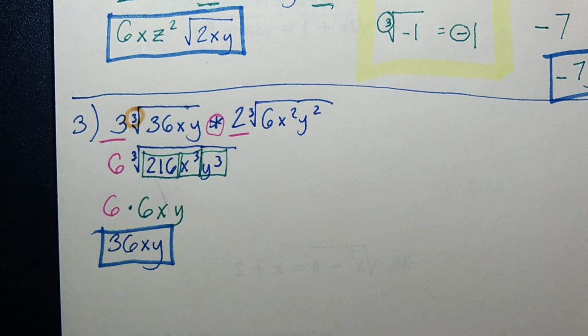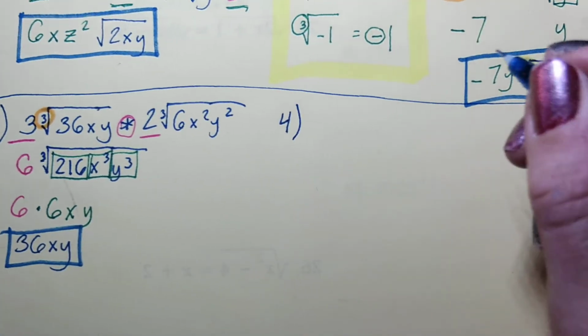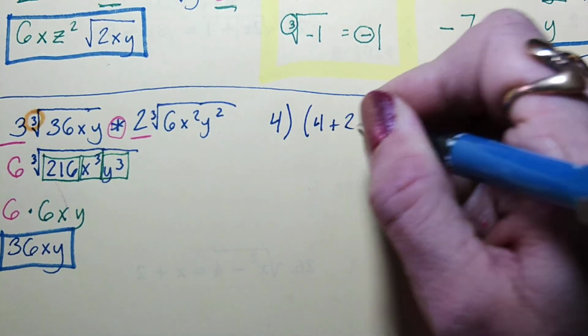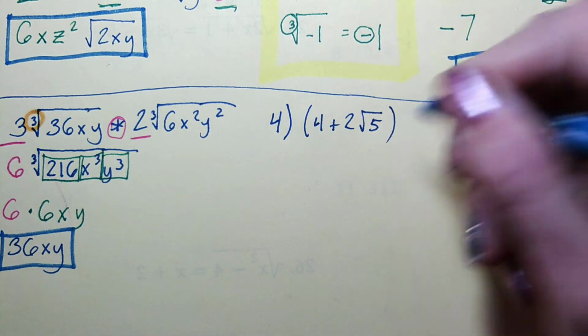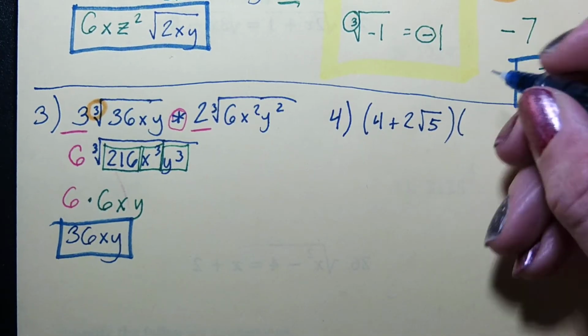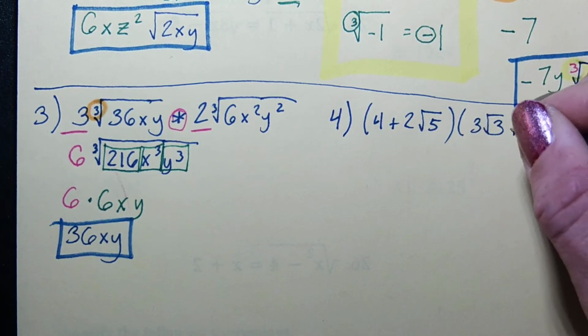So let's see. I'm going to go ahead and do number 4 up here. This one I want you to write parentheses, 4 plus 2 rad 5, times 3 rad 3 plus 4 rad 5.